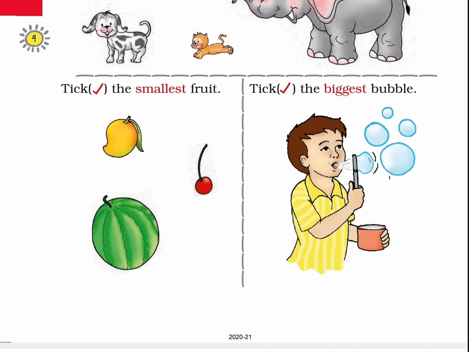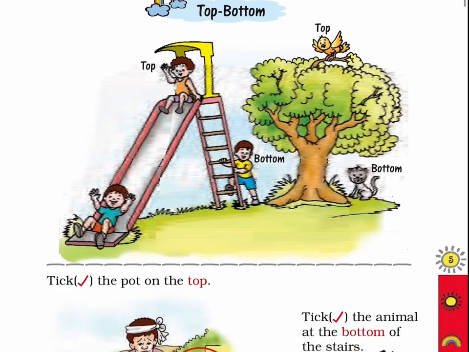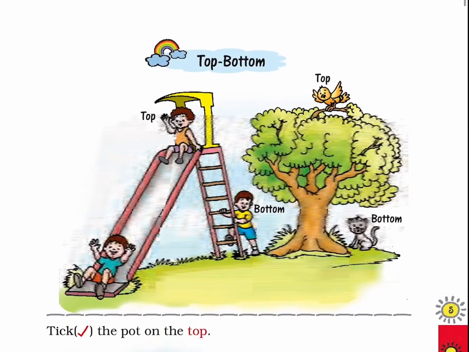Page 5. Top, bottom. This page is divided into 2 parts. Each part has 2 pictures. In each picture, we need to identify the objects at the top and the bottom. Before reading this page, let's become familiar with objects and words on this page.